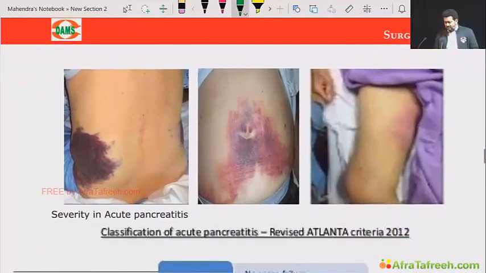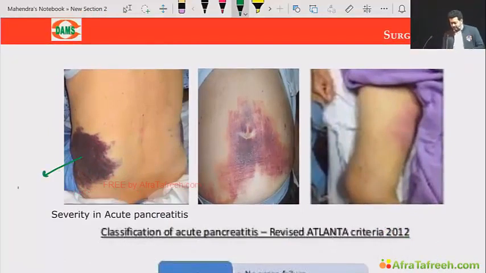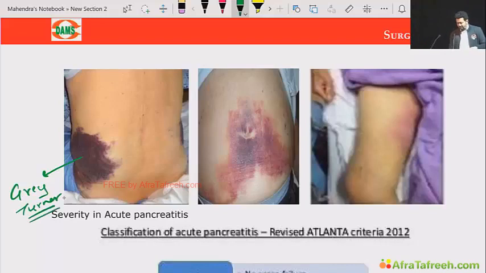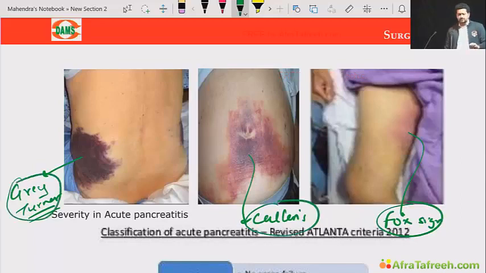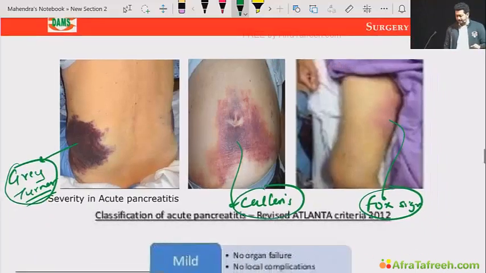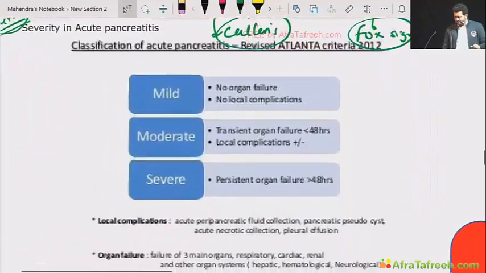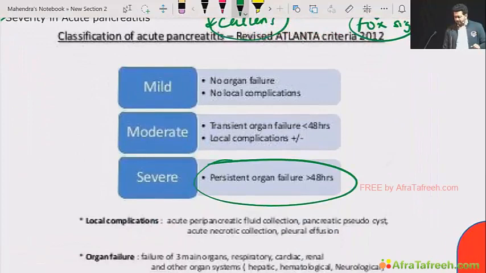These are some of the signs which you can see in a hemorrhagic type of pancreatitis. Gray-Turner sign. What is this? Around the umbilicus, Cullen's sign. And in the inguinal region, Fox sign. These are the signs of hemorrhagic pancreatitis. These are the signs of any retroperitoneal hemorrhage. You can see these signs. This you have already seen. Severe is persistent organ failure.